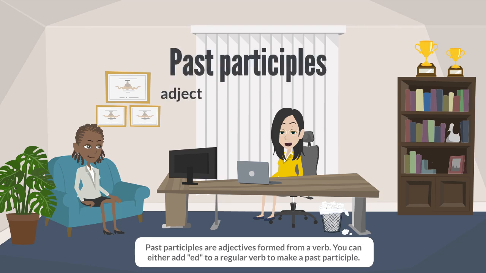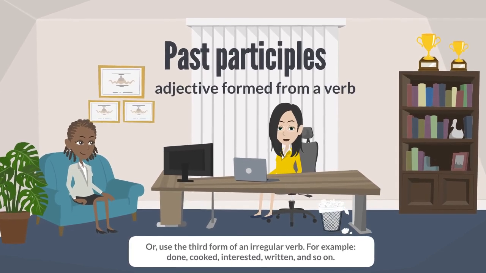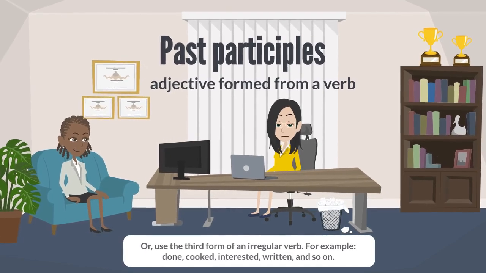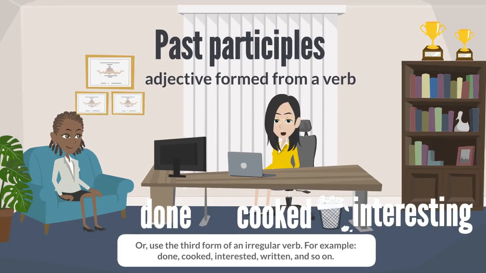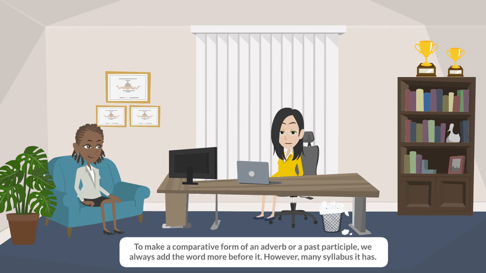Past participles are adjectives formed from a verb. You can either add ed to a regular verb to make a past participle, or use the third form of an irregular verb. For example, done, cooked, interested, written, and so on.